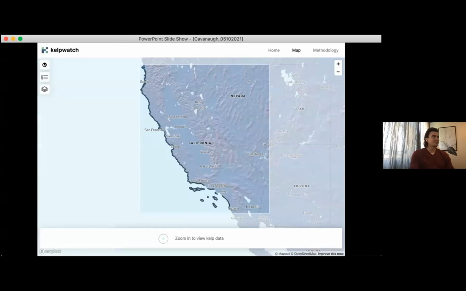All right, so now I'm going to try to do a live demonstration. We'll see how this goes. This is always a risky idea, right? Just to show this tool that we've developed to share this data. And so the tool is called KelpWatch. Here we go.